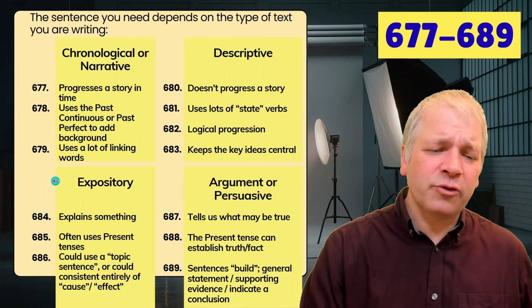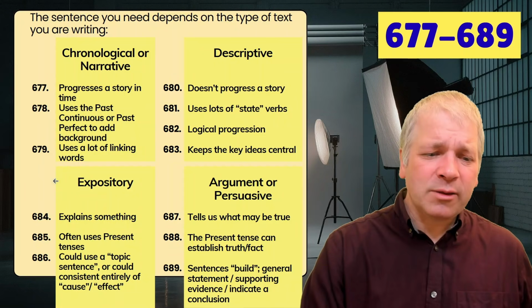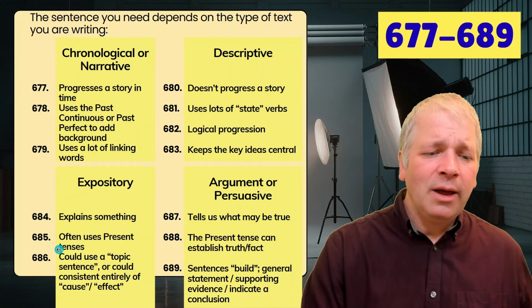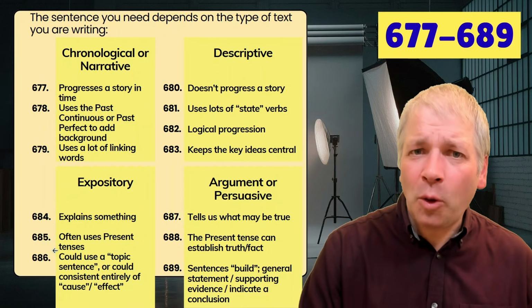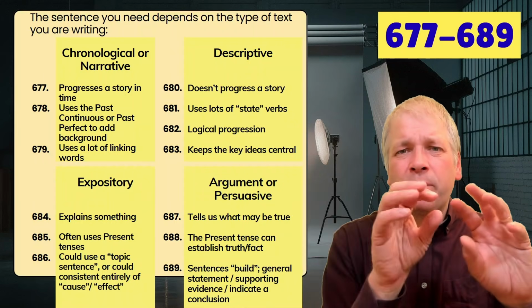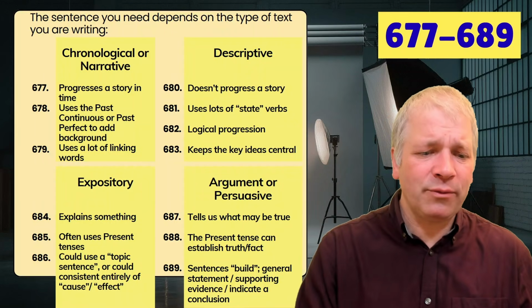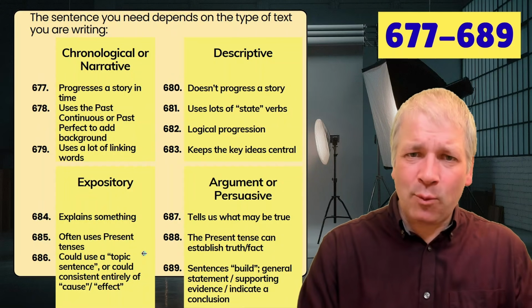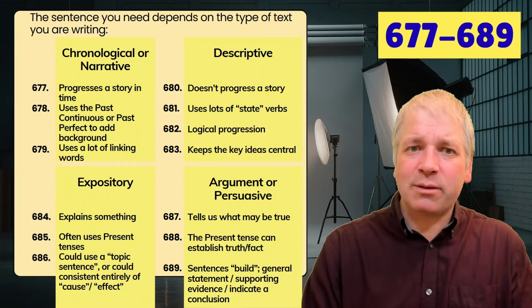In an expository text, you're explaining something, so you often use the present tenses, and it's a good idea to use a topic sentence at the beginning of a paragraph. That's one individual sentence that previews the rest of the paragraph. Or the paragraph could consist entirely of cause and effect. One thing leads to another, and so on.